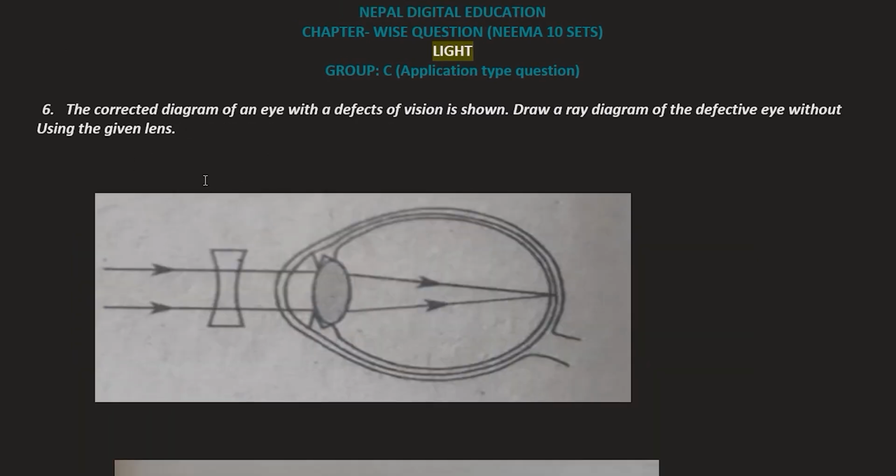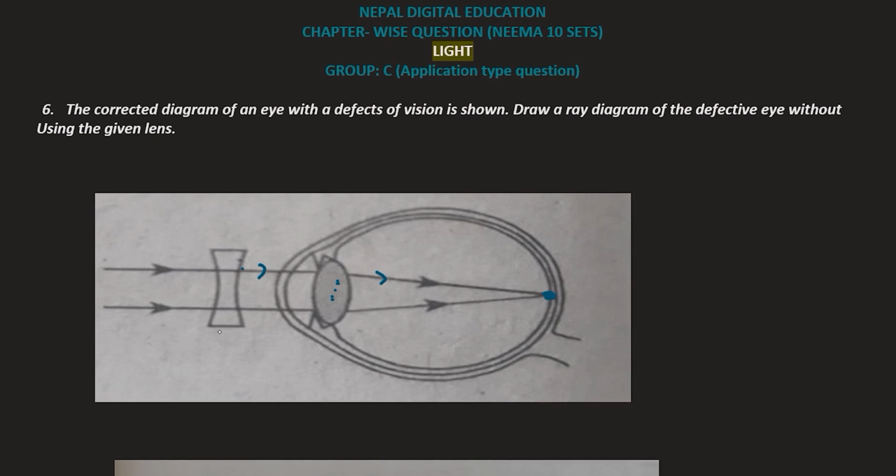Problem number 6. The corrected diagram of an eye with a defect of vision is shown. Here we have a corrected eye, means simply in this correction, we have a concave lens. So concave lens is used in myopia, in short sightedness. In this, when a concave lens is used, first it diverges, then again this eye lens converges and an image is formed on the retina.